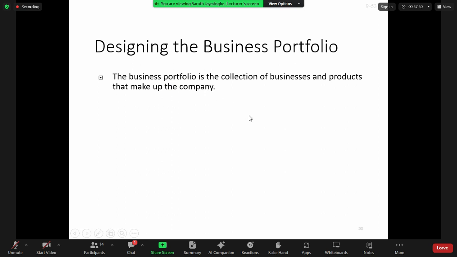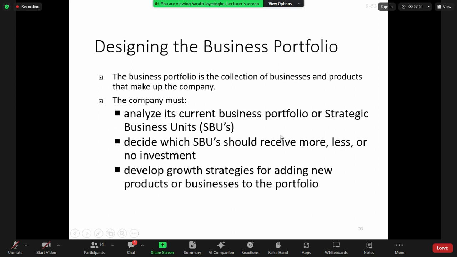The business portfolio is the collection of businesses and products that make up the company, right? So to do that, you know that there are models, and product life cycle is something like that. But there are some others than that. There are some different models like strategic business units. Within strategic business unit, you can do portfolio models, SBU level, and develop growth strategies.